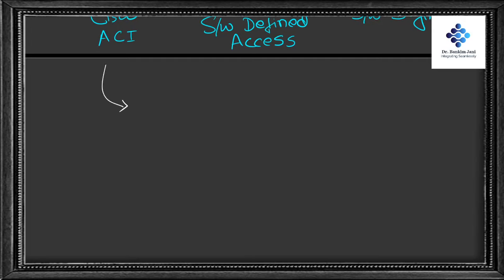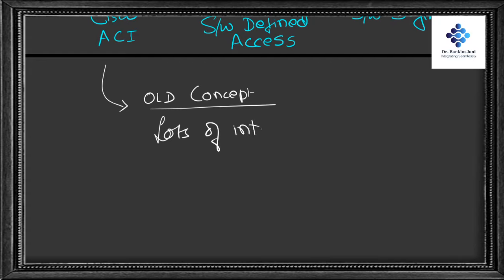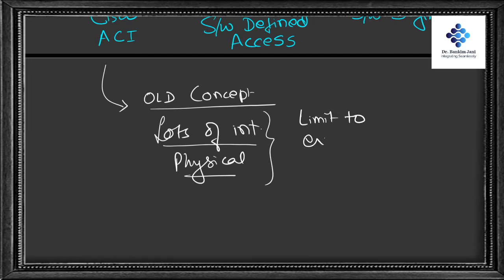This ACI team, they said, okay, tell us what you have got. What that team said is that the old concept is what we saw, lots and lots of equipment, lots of interfaces. That is the physical equipment. Now, whenever there is physical equipment, that means there is always a limitation. There is a limit to expansion.